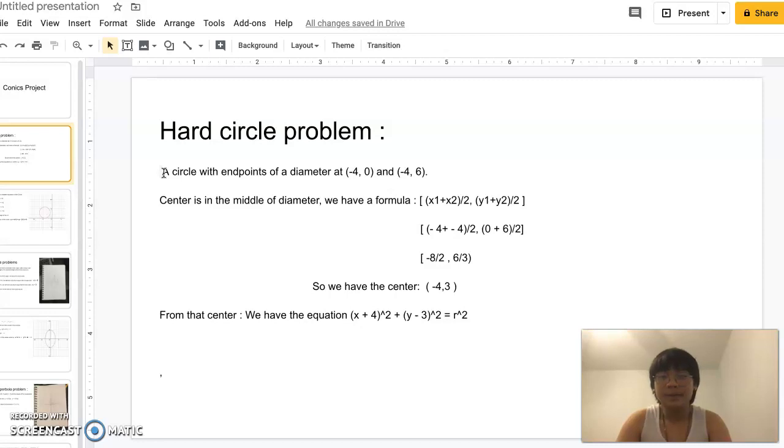We have -8 over 2 and 6 over 2. So from that we have the center, which is (-4, 3). From the center we have the equation (x plus 4) squared plus (y minus 3) squared equals radius squared.